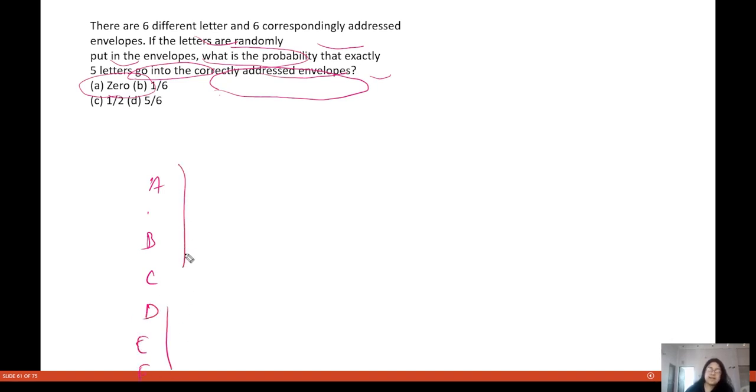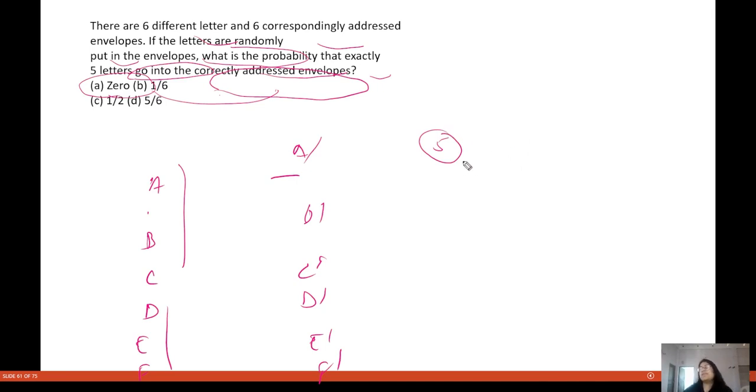See, let's say we are given A, B, C, D, E, F. These are the letters. And their corresponding envelopes are, let's say, A dash, B dash, C dash, D dash, E dash, F dash. So they are saying that if 5 letters go into the correctly addressed envelope, then what is the probability that exactly 5 letters go into the correctly addressed envelope?